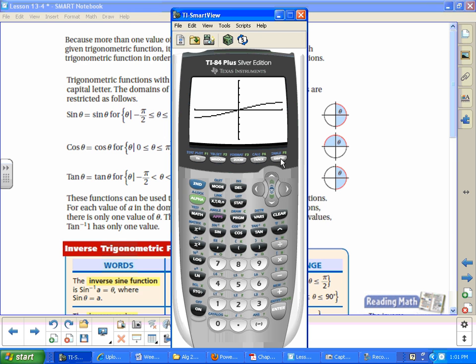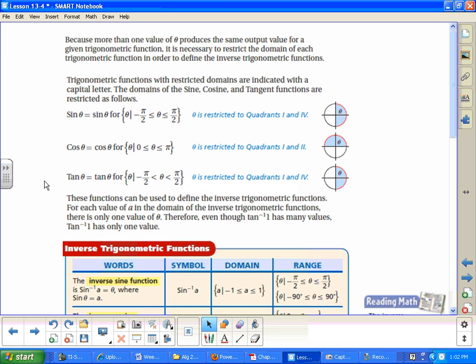But if I say, well, let's go to pi here. The problem is, if I go to pi, it starts coming back down again, and it fails the horizontal line test in this region here. So for sine to be a function, our domain has to be restricted between negative pi over 2 and pi over 2. And I'm going to show you how this works on our unit circle. It's the right-hand side of the graph.